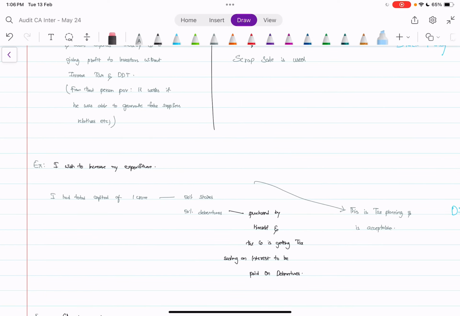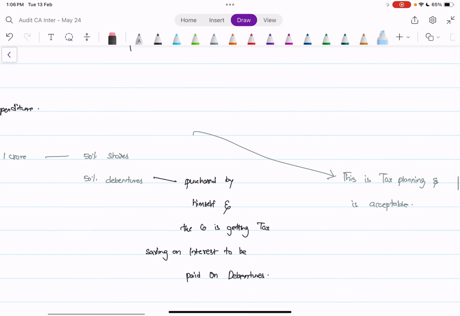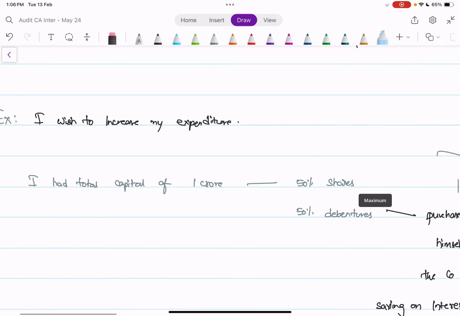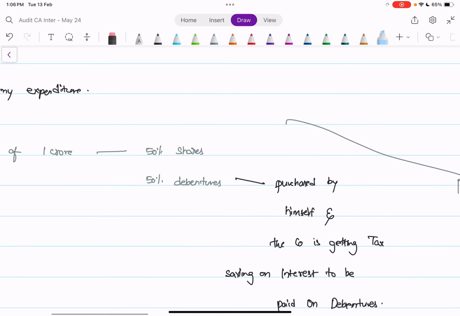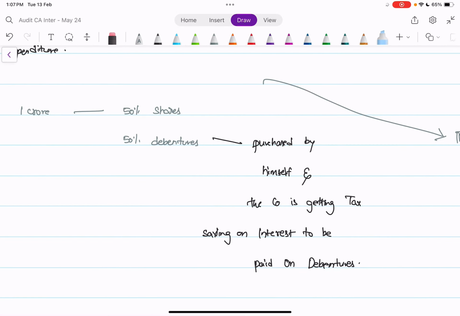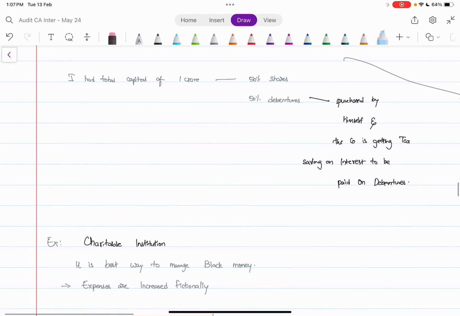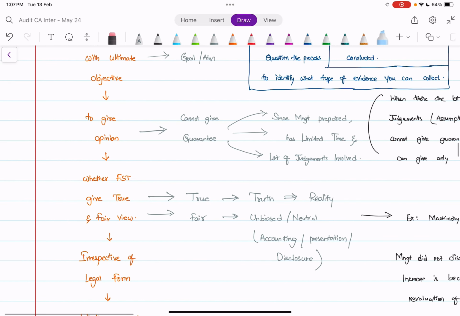And I want to increase my expenditure. This is dividend versus debenture interest, and this is acceptable. I want to increase my expenditure. This is legal tax planning. I had a thought: my business needs rupees 1 crore, and I can procure it in the form of 50% shares and 50% debentures, thereby saving tax expense on interest. This is tax planning. There is nothing wrong with this. So these are some examples.